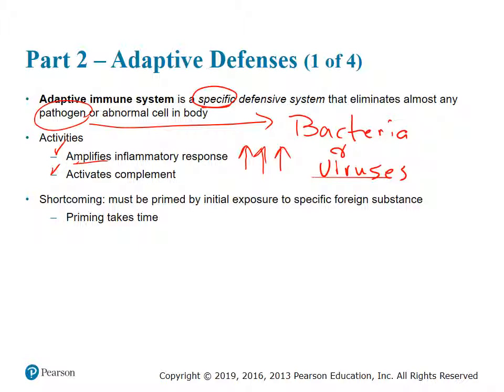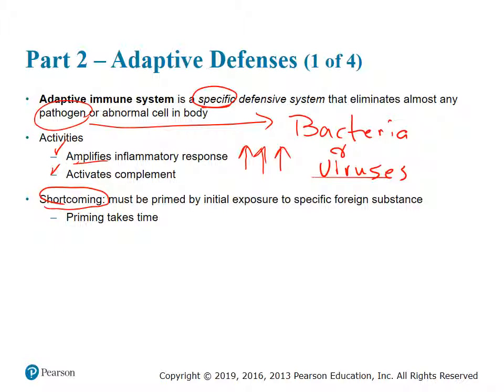And when we talk about complement, we'll discuss that in a minute. Complement also includes, for example, antibodies, and we'll talk about that as well. So those are two big advantages of an adaptive immune system: it amplifies an inflammatory response and activates complement. It's specific, with all great benefits to it, but there are actually some disadvantages, some shortcomings, if you will, to the adaptive immune system.